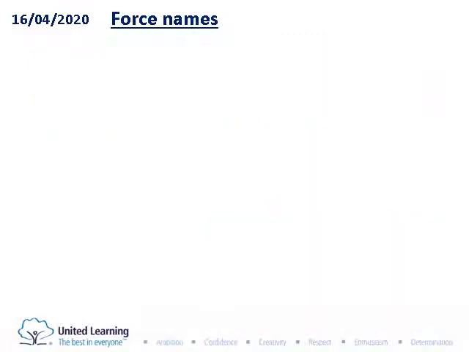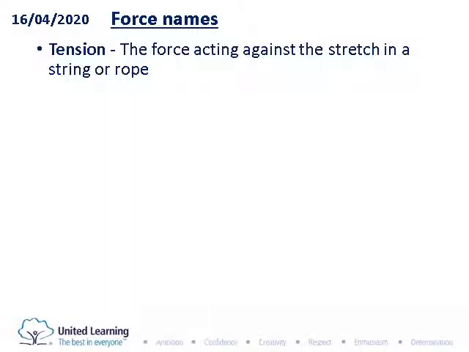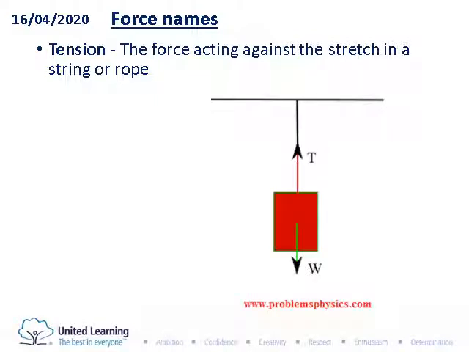The other force we'll be using is tension. If an object is hanging from something, like a piece of string, then the weight is balanced with tension. Tension is a force acting against the stretch in a string or rope. So anytime you see something hanging from something, that can be a string, a spring, something that you're holding with your arm, there will always be tension in whatever it is that's holding up the object. And obviously weight will be acting in the opposite direction.